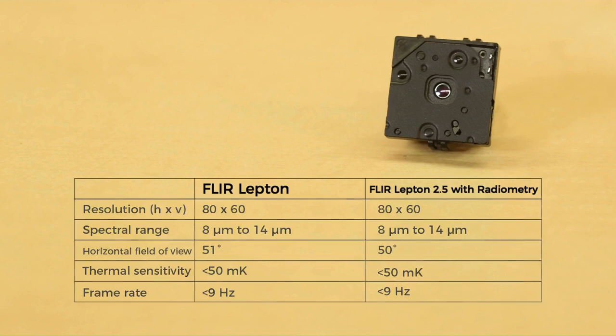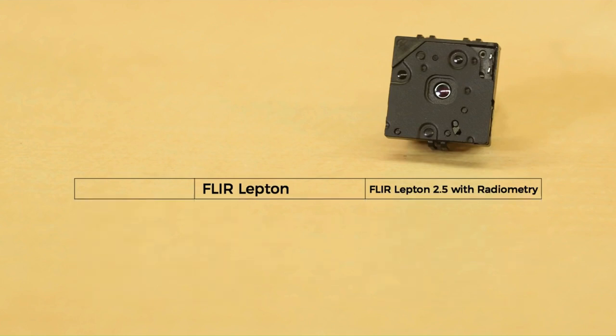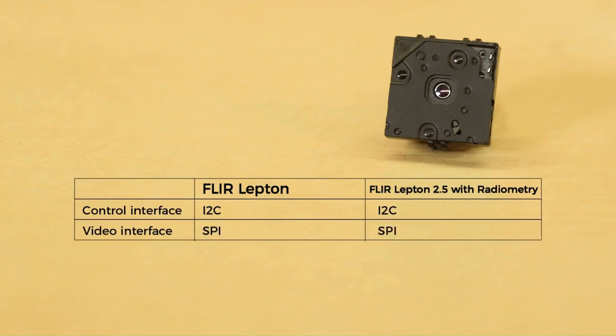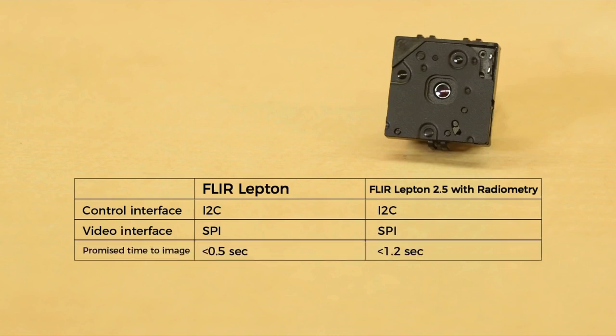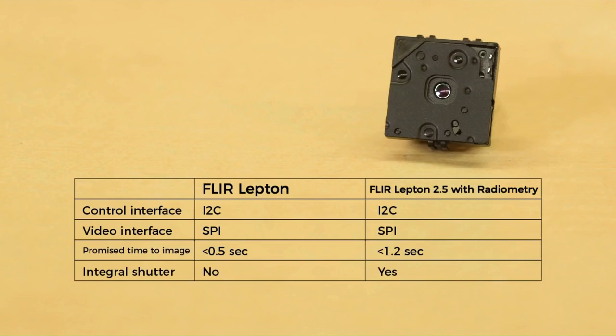You control the camera over an I2C interface, and you can get video and temperature data over SPI. Note that FLIR promises a time of under 0.5 seconds to process an image for the original camera and under 1.2 seconds for the new one. In reality, I saw the lag time being well under half a second for the new Lepton. One of the biggest additions in the Lepton 2.5 is the integrated shutter. The shutter periodically blocks out radiation from the sensor to allow for internal corrections to occur, thus improving image quality.